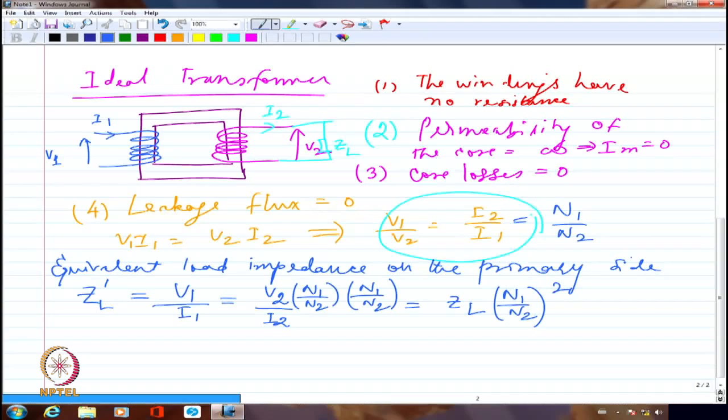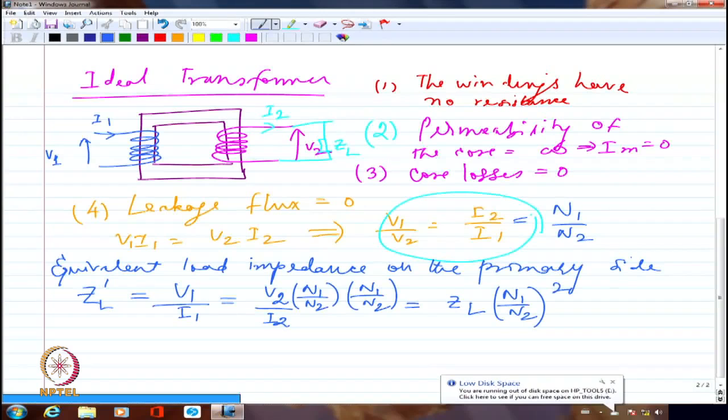Basically, we are looking at the impedance being transferred from one side to the other side. The number of turns of the destination side should come on the numerator. And from where I am transferring should come on the denominator. So I should have N1 by N2 whole square as the transfer parameter when I am trying to transfer the impedance from the secondary side into the primary side.